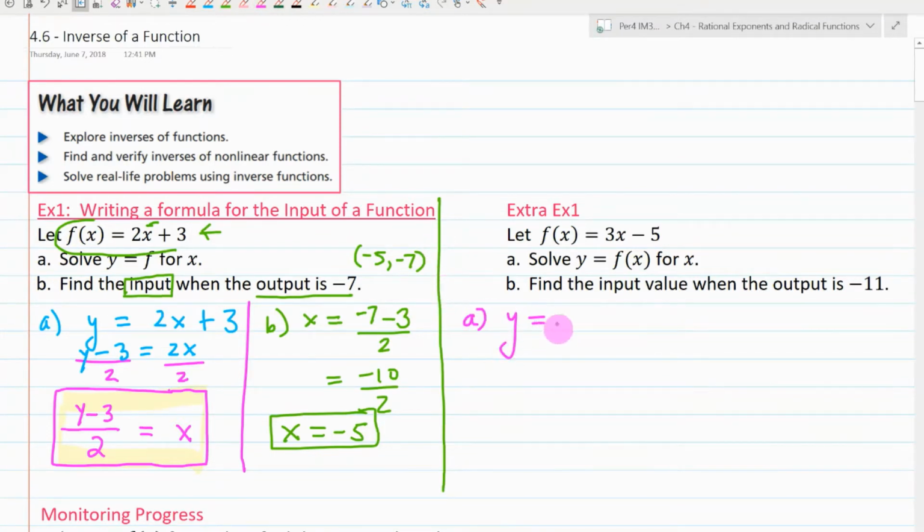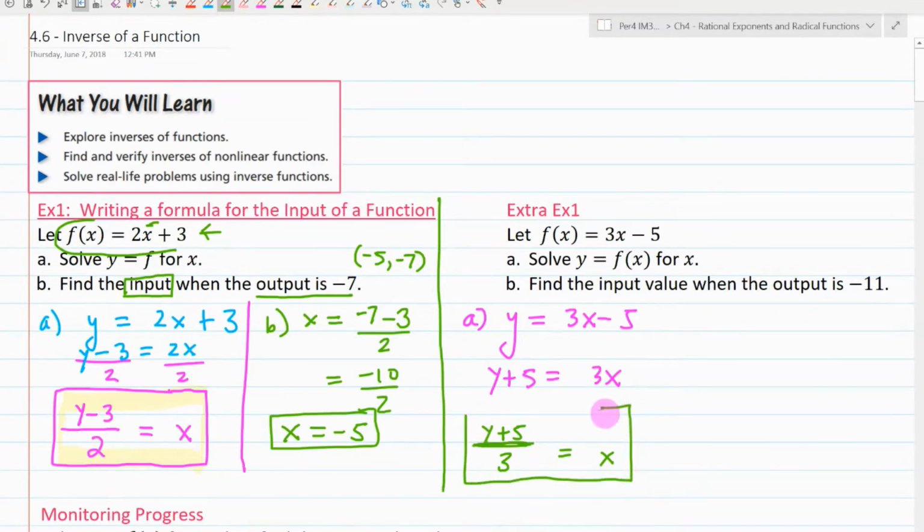All right, so y is equal to 3x minus 5. So we have to undo the subtracting 5. So we're going to add 5. And then we're going to divide both sides by 3. You divide both sides by 3, you get y plus 5 over 3. Please don't write it like this, because then the 3 looks like it only goes to the 5. And make sure that your fraction bar is long enough to go underneath the y and the 5, please.